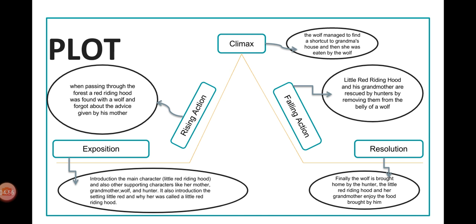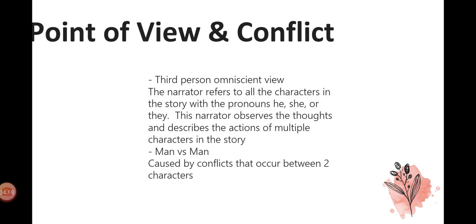The next slide, there is a point of view and conflict. From this story, the point of view is third-person omniscient. The narrator refers to all the characters in the story with the pronouns he, she, or they. This narrator observes the thoughts and describes the actions of multiple characters in the story. And the conflict in this story is man versus man, caused by conflicts that occur between two characters.